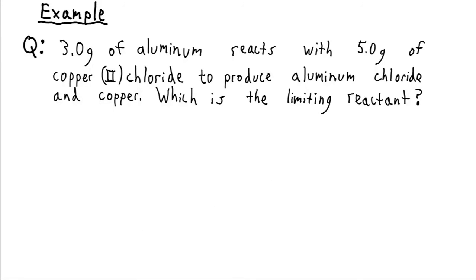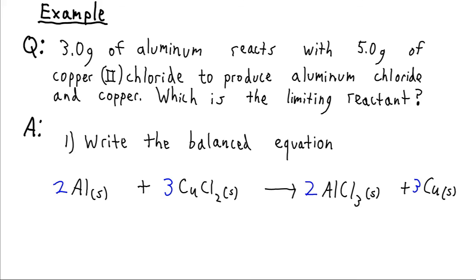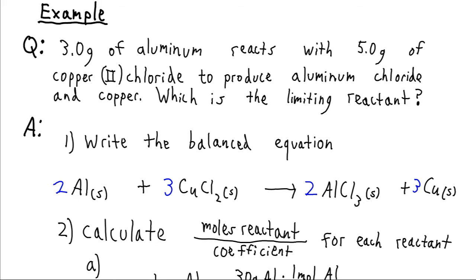Say we have another reaction, this time with 3 grams of aluminum reacting with 5 grams of copper(II) chloride. This produces aluminum chloride and copper as products. Which is the limiting reactant between the aluminum and the copper(II) chloride? Let's use our shortcut method to do this. But as always, we need to start by writing a balanced equation. So our balanced reaction: 2 aluminums react with 3 copper chlorides to give us 2 aluminum chlorides plus 3 coppers.